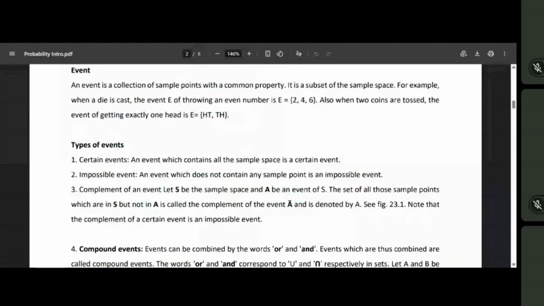It's denoted by the bar sign on top of the alphabet representing the set. So if we say set A is a set of even numbers, then A complement is what? A bar. We can also call it A prime. That's A to the power 1.